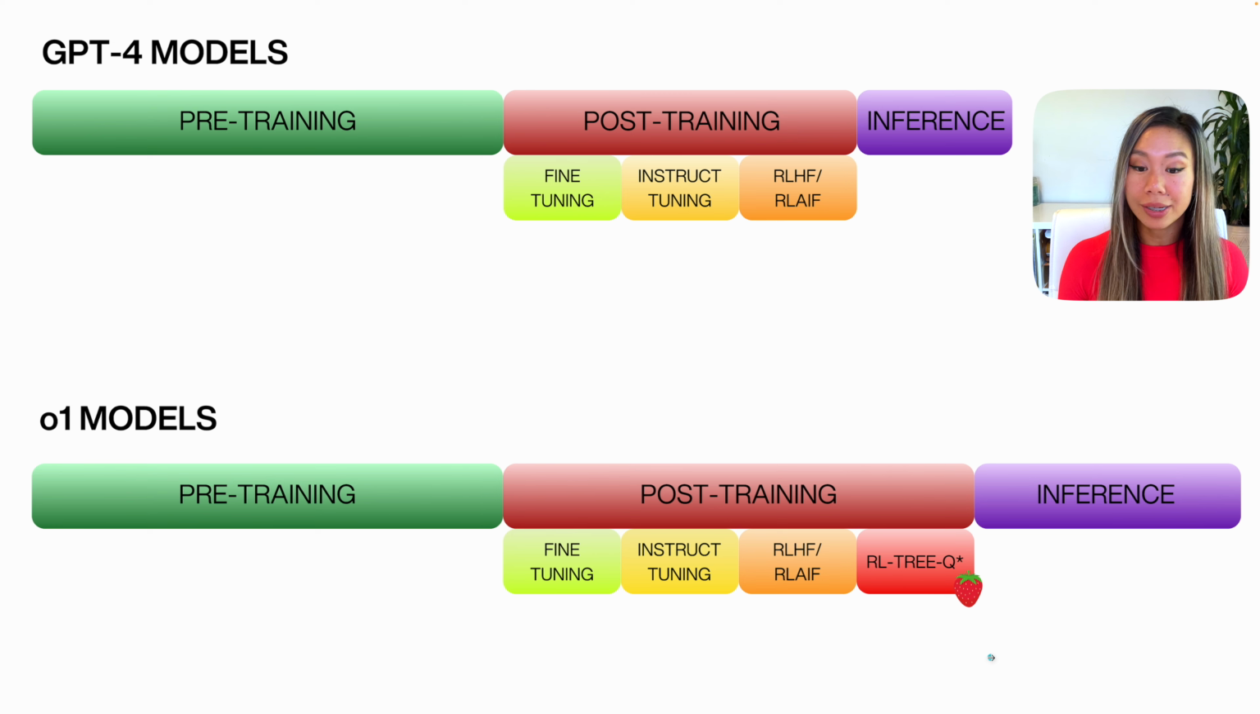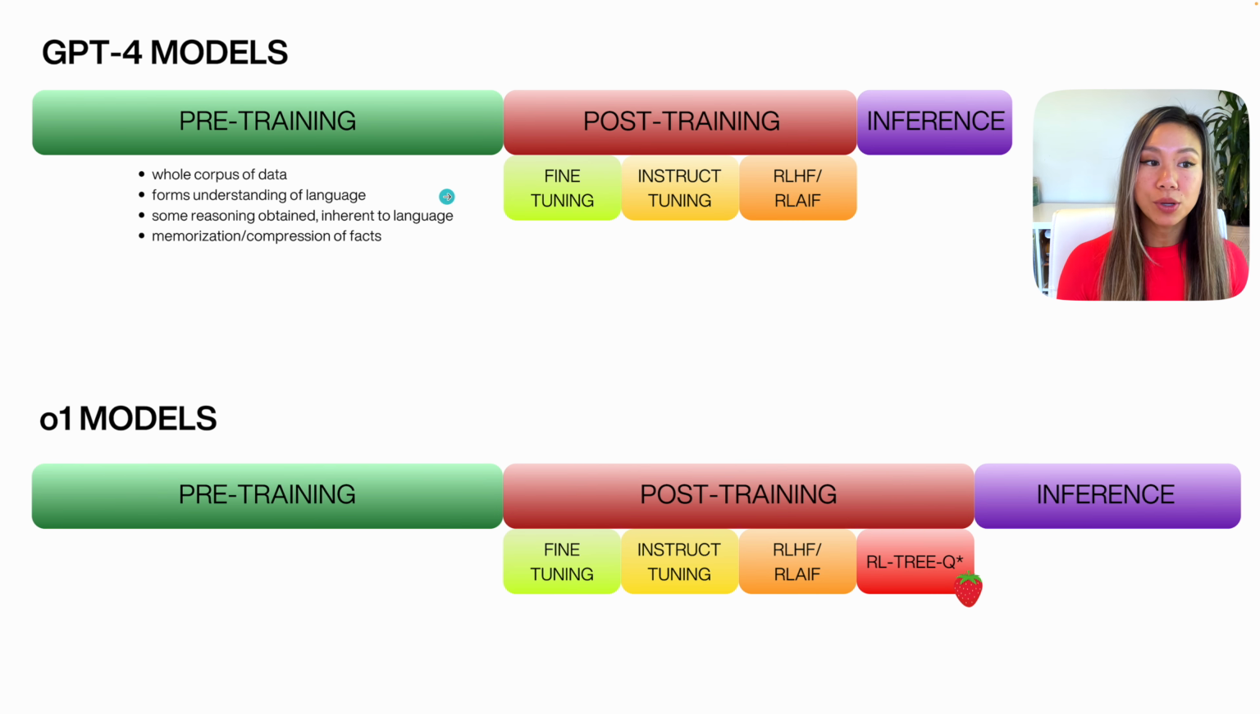Because reinforcement learning is such a big aspect of O1's training, I'll be expanding on both of these reinforcement learning methods today as well. But first, to briefly recap what each of these steps are for pre-training, that's when you feed the language model the entire corpus of data. So that can include anything that you've scraped from the web, books that have been published, news articles, business reports, and so on and so forth. The model will then pick up on the patterns within the data and thus form an understanding of language.